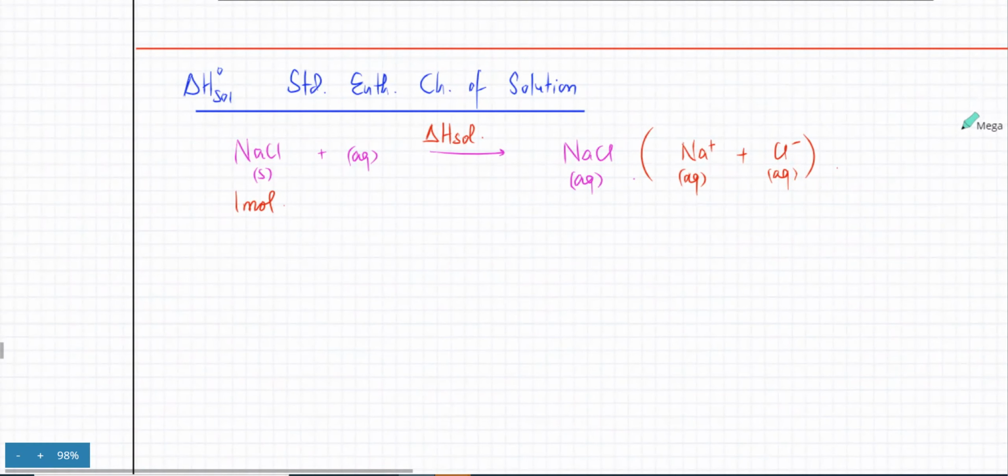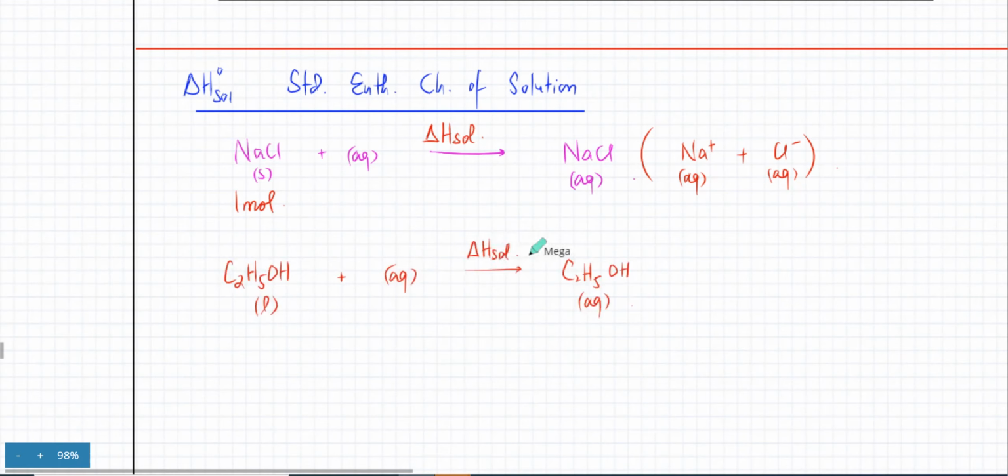Any substance, whether it's ionic or not, like ethanol, C2H5OH, is a liquid, but if 1 mole of it is dissolved in water, it turns aqueous. So it becomes C2H5OH aqueous. Whatever the enthalpy change for this is, it's going to be called the enthalpy change of solution.